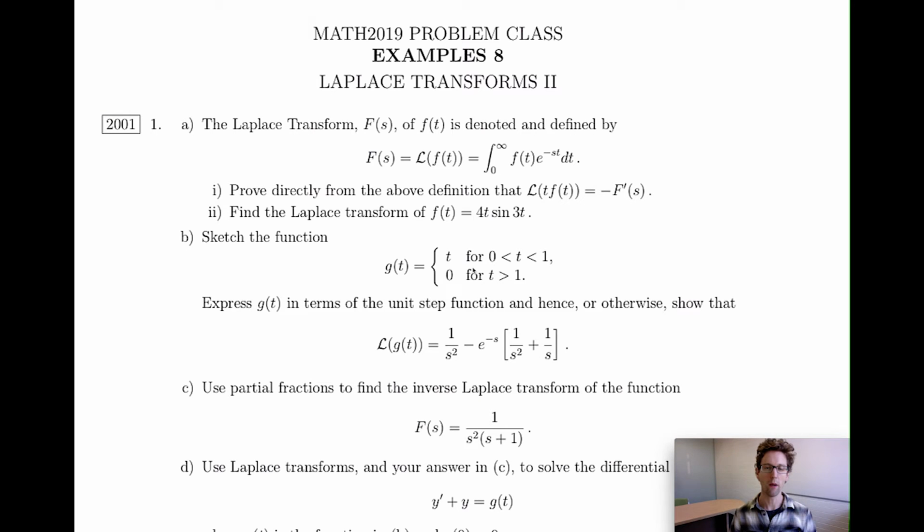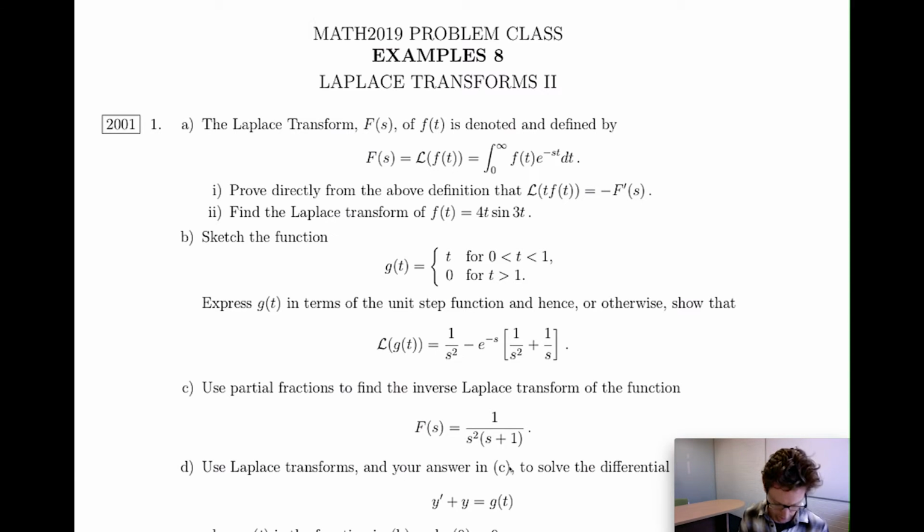Okay, so we're looking at problem set 8, where we're going to use Laplace transforms to solve differential equations involving discontinuities. Now what you're going to see in these problems is that we often have to build up towards the differential equation. So we often have examples where we might be given some function, g of t, a discontinuous function. We need to express it in terms of the Heaviside function and then find its Laplace transform and then use that to find the solution to a differential equation.